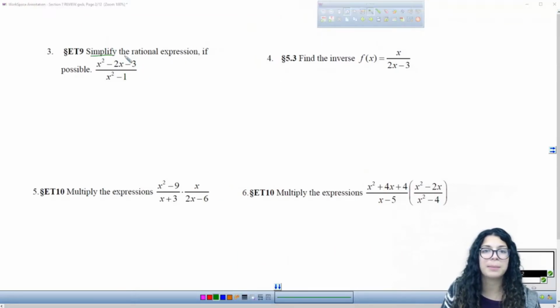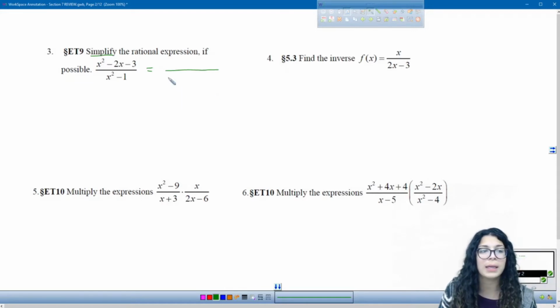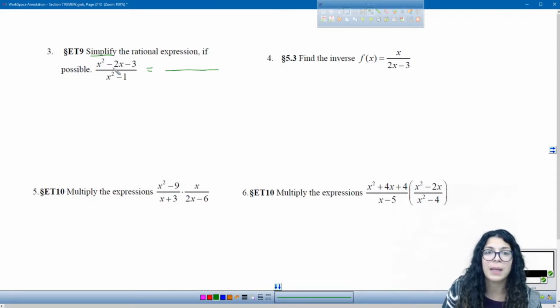So on number 3, we need to simplify this rational expression. Now remember, to simplify, we want to use the method of factoring. We're going to factor the top, we're going to factor the bottom, and then we're going to cancel out any common factors. Now the numerator is a trinomial and the coefficient is 1, so we're looking for two numbers that multiply to -3 and add to -2, which would be -3 and 1. So the numerator factors into x plus 1 times x minus 3.